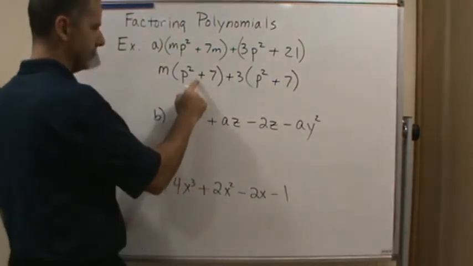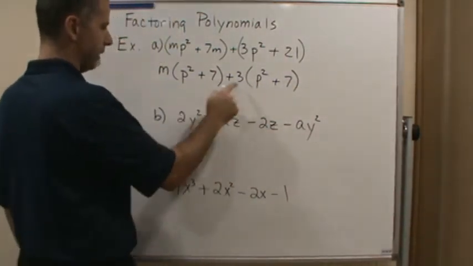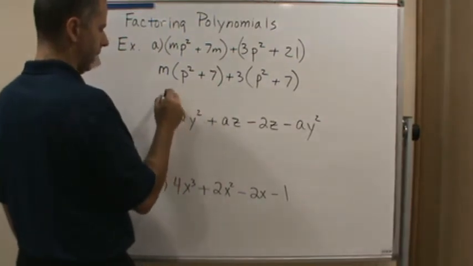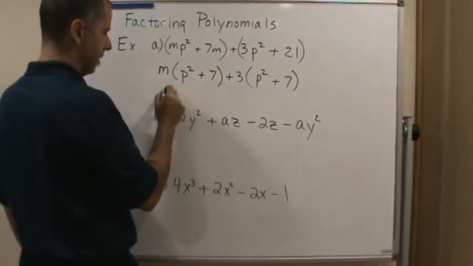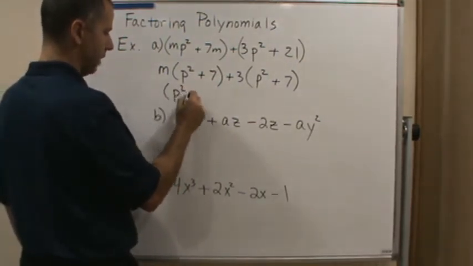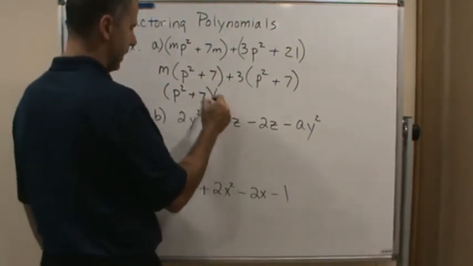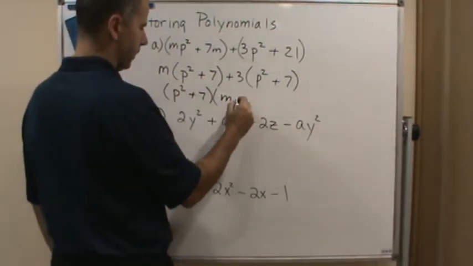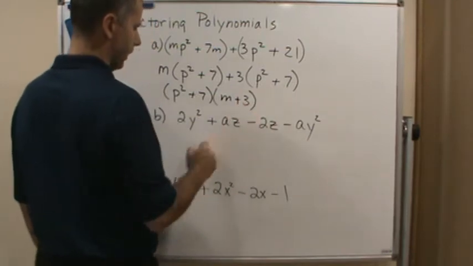And lo and behold, I see I have the same factor again. I got a greatest common factor here. And so now I'm going to factor out that, and so I'm going to get p squared plus 7 times m plus 3. And I'm done.